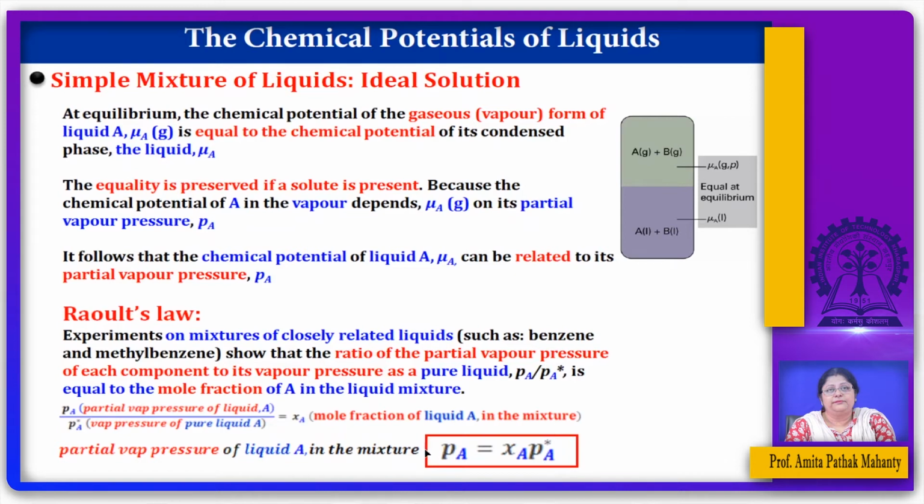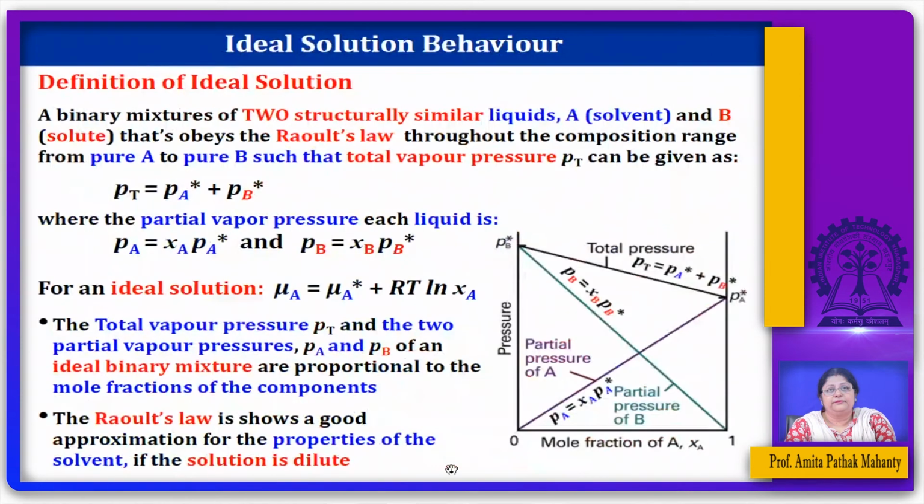So this is what we have said. If I have a deviation, this will be a deviation in the chemical potential equation which we have generated. Okay. So let us see what is the ideal solution. How do you define an ideal solution?